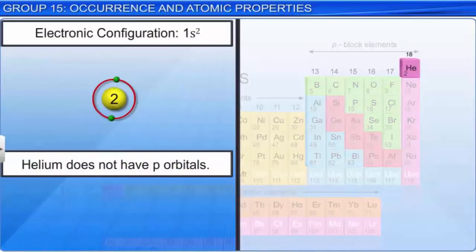Note that the electronic configuration of helium is 1s2. Although helium does not have p orbitals, it is a p block element because it resembles other p block elements of the 18th group with respect to their properties.